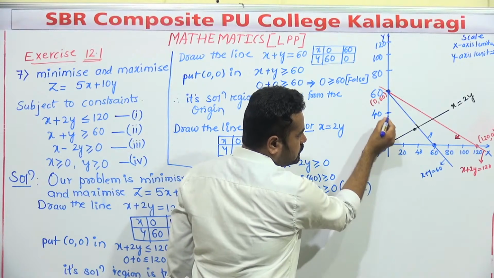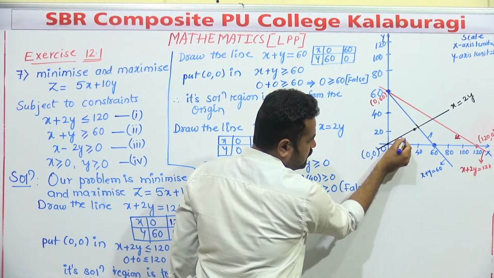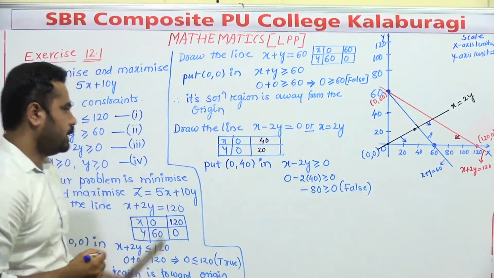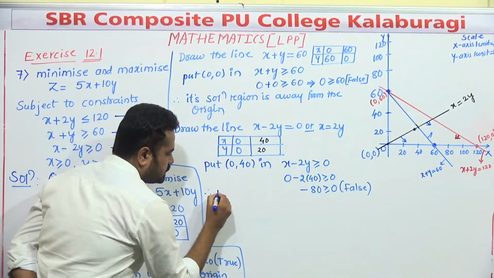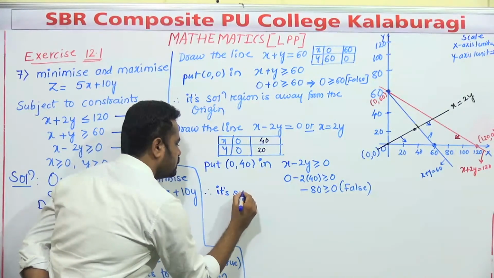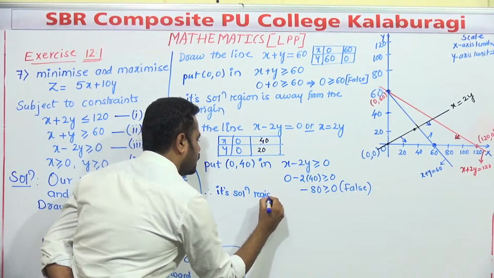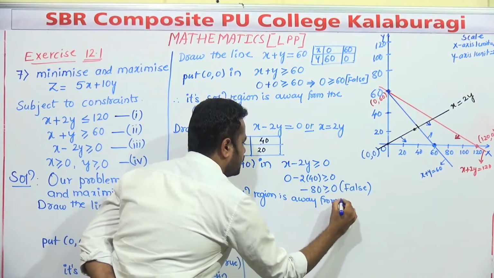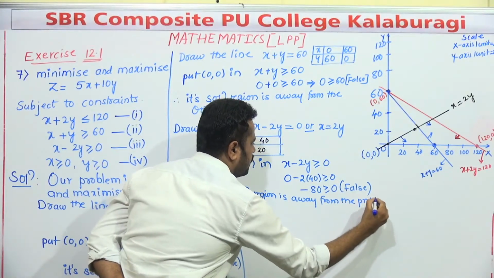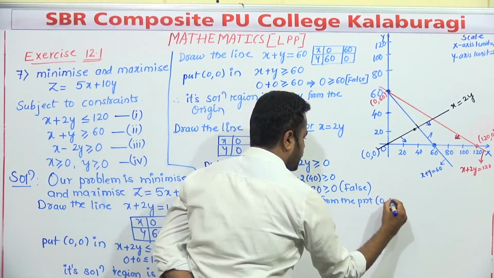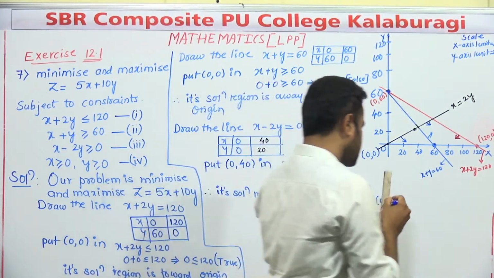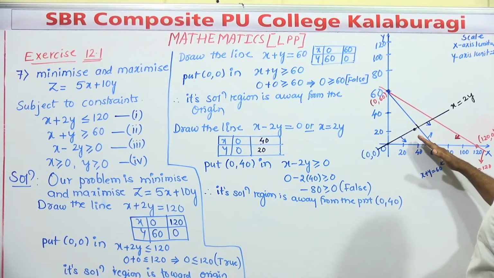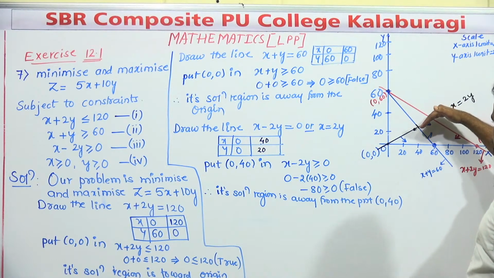False means its solution region is away from this point. Means you have to take the solution opposite to this plane. This is this side. The solution is in this. Correct? Okay. Therefore, its solution region is away from the point 0, 40. Therefore, its solution is this. And what is the common region? Its solution region is in this side. Its solution region is above this one. And its black solution is in this side.